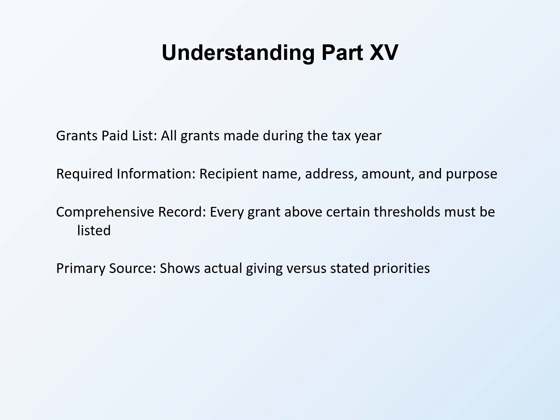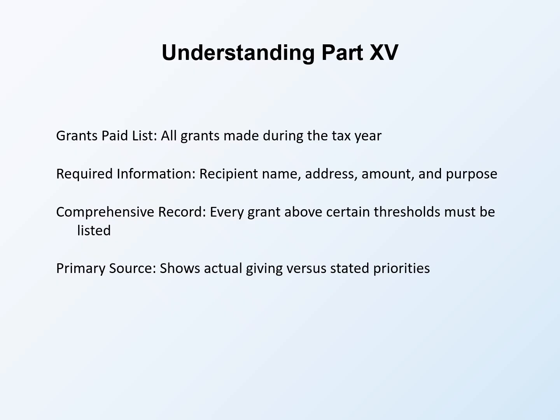The comprehensive record means every grant above minimal thresholds must be listed. This transparency ensures you see the full picture of foundation giving, not a curated selection. Smaller foundations may list fewer grants, but large foundations may list hundreds.